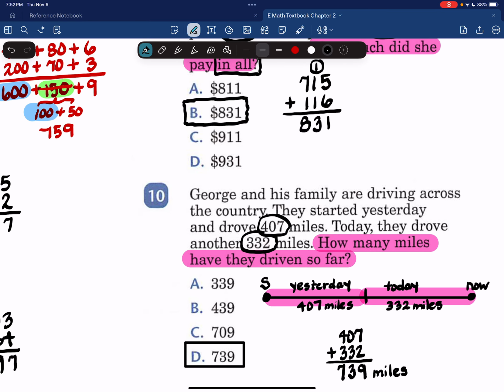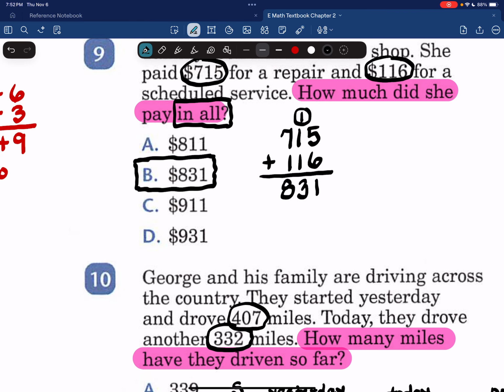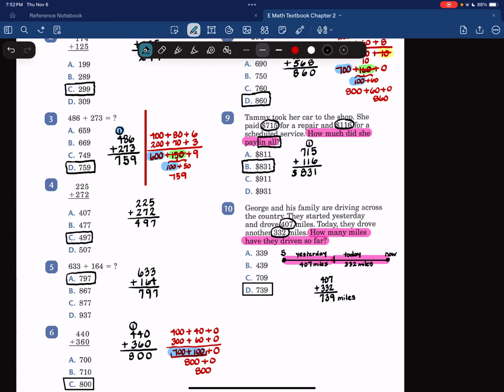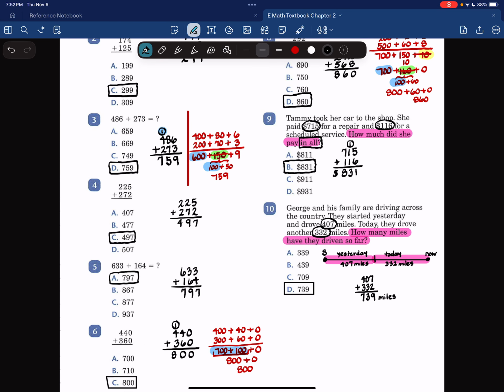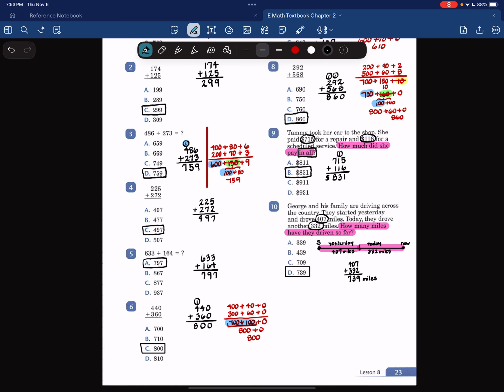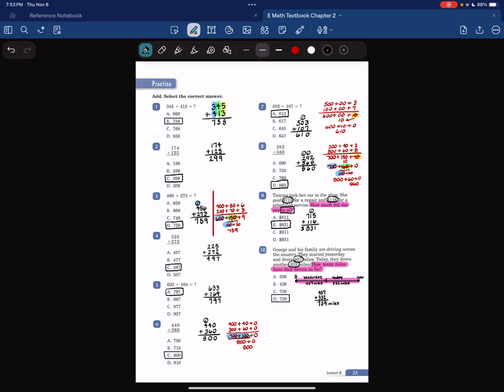And back up here, I should have put the unit. That would be a $ sign. Get in the habit of including those units and you'll save yourself a lot of mistakes. And that is the end of page 23.